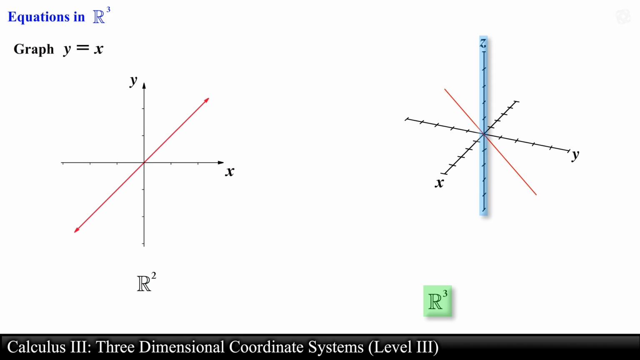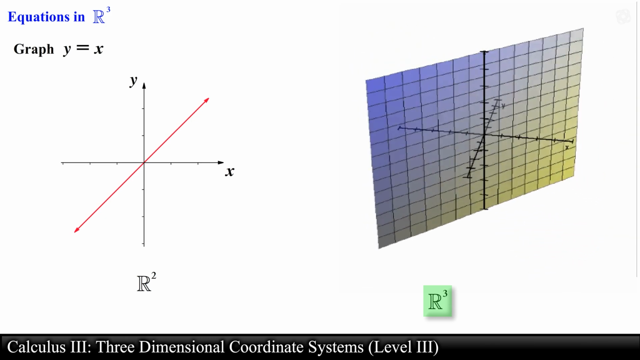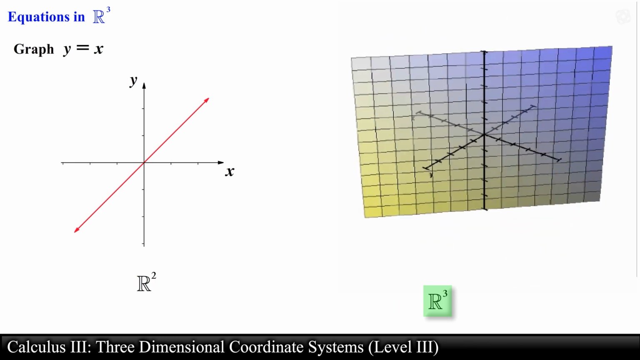Both the positive values of z, such as z equals 1, z equals 2, z equals 3, and so on, and negative values of z, such as z equals -1, z equals -2, and z equals -3, and so on. In this sense, the graph represents a vertical plane that lies over the line given by the equation y equals x in the xy plane.